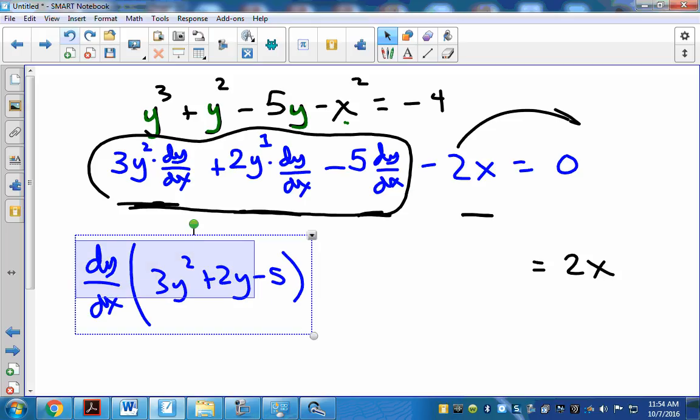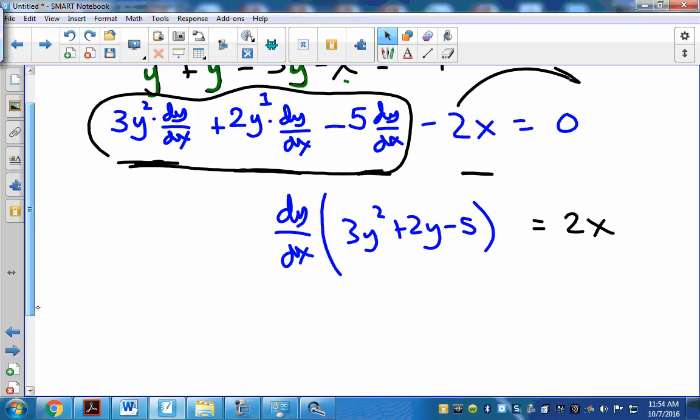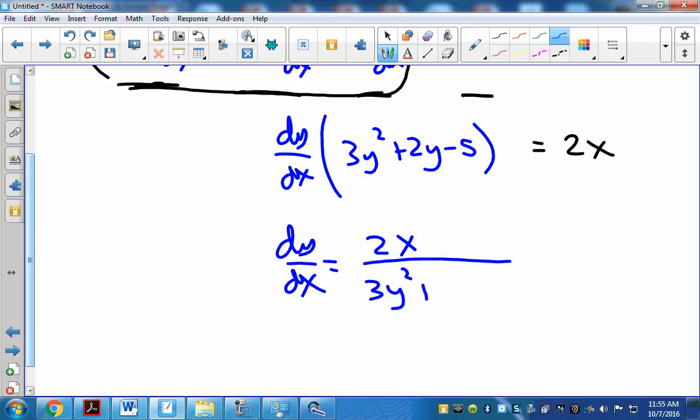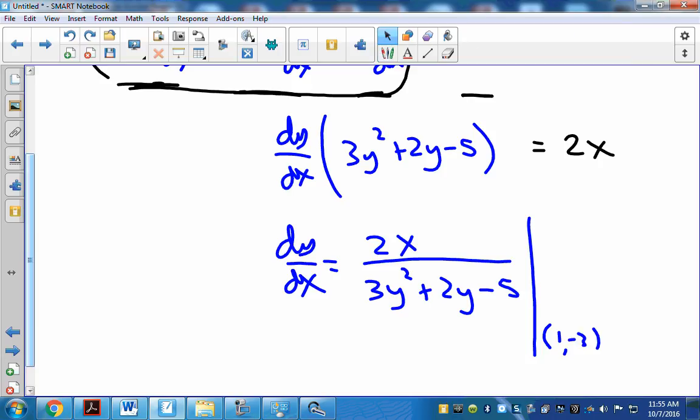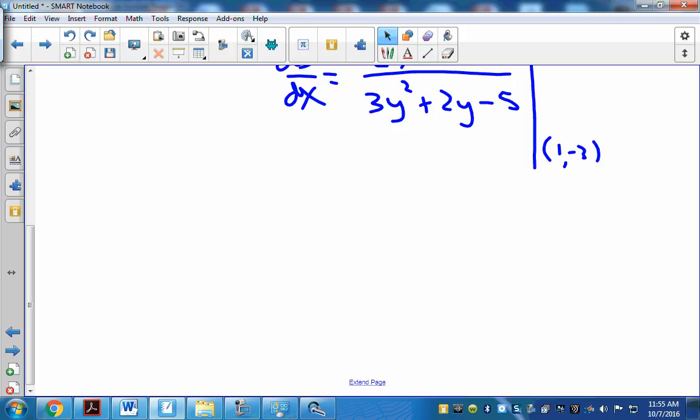I suppose we can move all of this over here to make it look a little bit prettier. And now we're solving for dy/dx. So just divide out, and you have dy/dx is equal to 2x over 3y squared plus 2y minus 5. Now, if you wanted to evaluate this at a particular point, we would need to have both the x and the y coordinates. Well, they did give us that. They gave us the point that we were looking at was (1, -3). So we can go ahead and plug those numbers in and calculate dy/dx at that point.